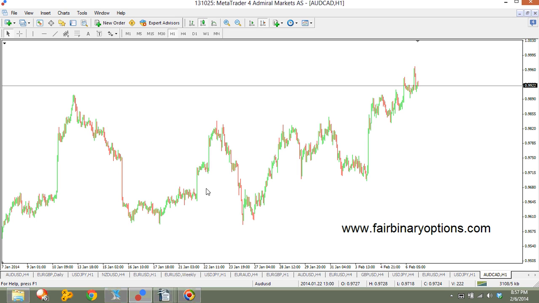What should be the expiration date? Well, the expiration date definitely is going to be this coming Friday, so end of week expiration date. This is Thursday, as you can see.